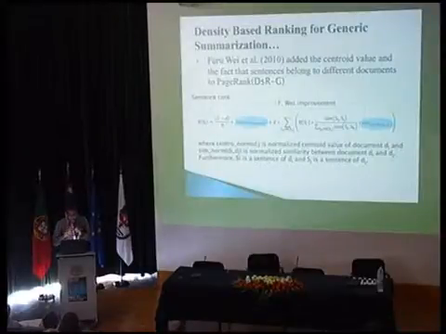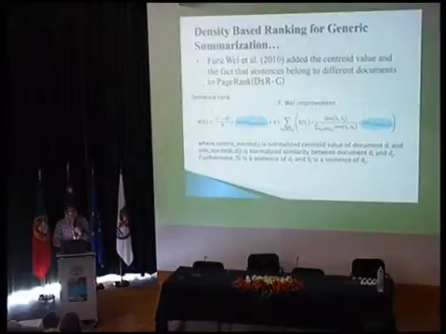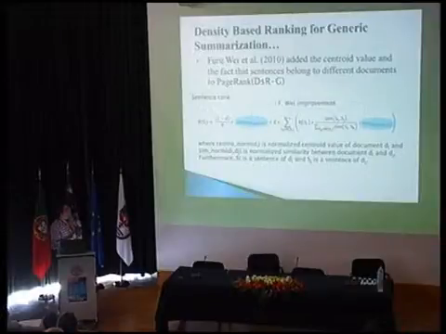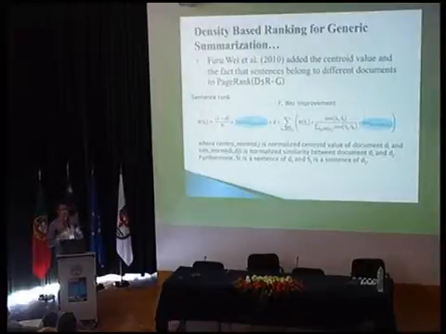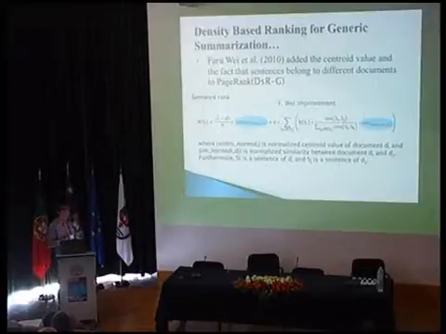Foroozan adapted the centroid value to LexRank for generic summarization. For example, this equation without these two terms is LexRank, and Foroozan added the concept of the centroid value and the similarity between the documents that these sentences are related to, and showed that this adapted LexRank, which is for generic summarization, is better than LexRank, and they call this DSRG.